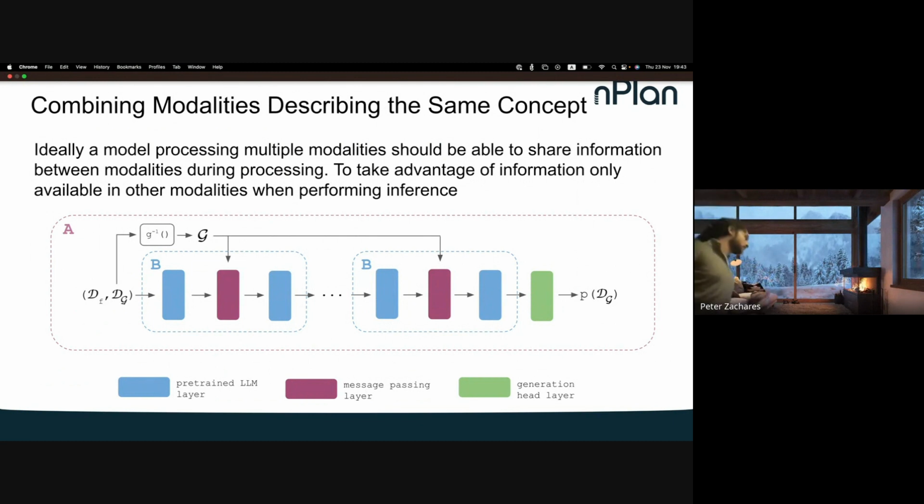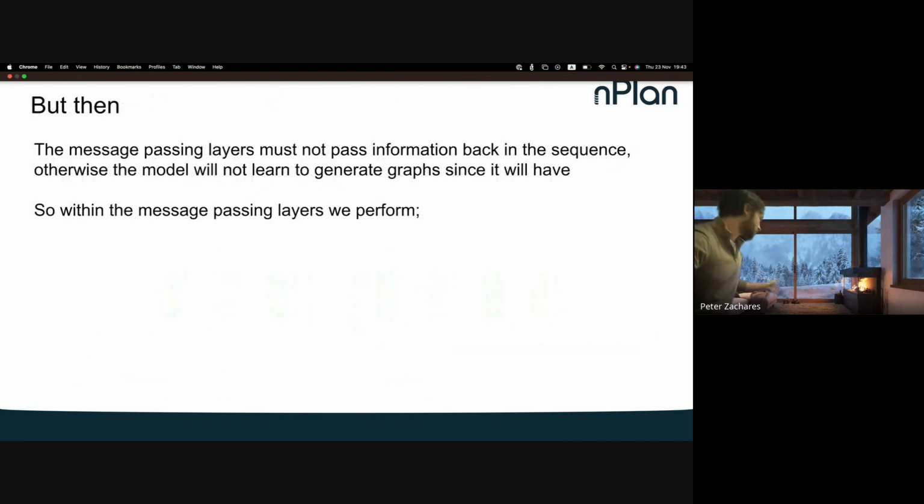Any standard LLM, and these blue layers are just pre-trained LLM layers, and we put message passing layers in between them. But I'll now talk about how we solve this problem of dealing with these two different types of models. The message passing layers must not pass information backwards in the sequence, otherwise the model will not learn to generate graphs. That was the rule we had to figure out how to overcome.